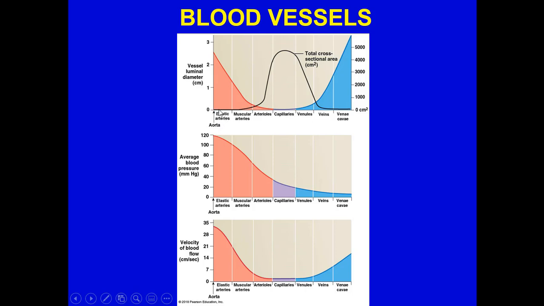As you go from just a few elastic arteries to more muscular arteries to lots more arterioles, and then you hit capillaries, you see this total cross-sectional area. That's if you took all of the lumen spaces and added them all up for all the capillaries, etc. And then, of course, it drops down for the venules and the veins. All right? Look at it from the perspective of average blood pressure. The average blood pressure right at the point of the aorta is at your peak, and then it starts dropping down as you go from elastic arteries to muscular arteries to arterioles.